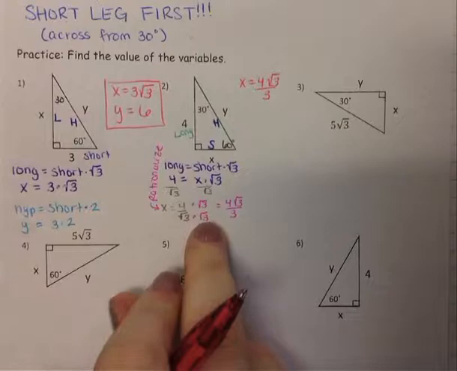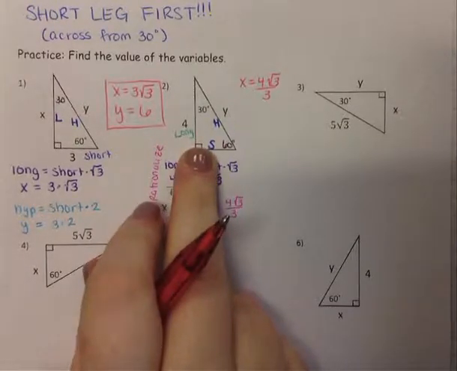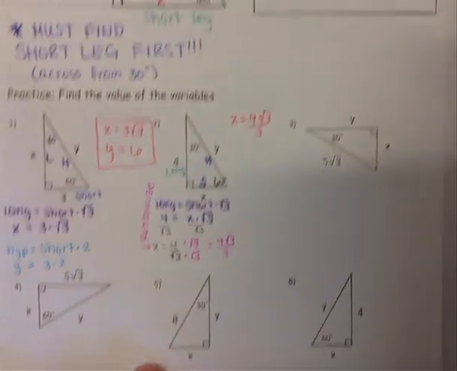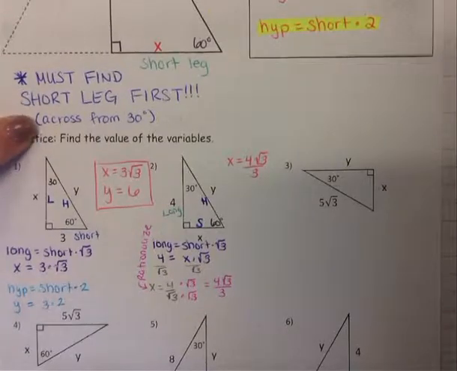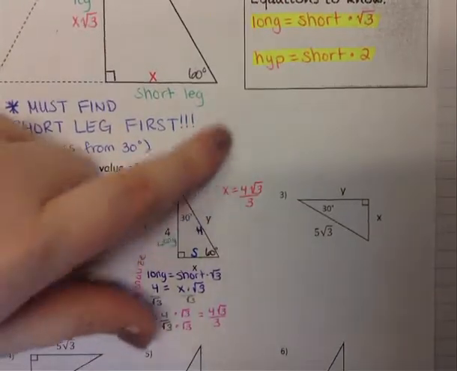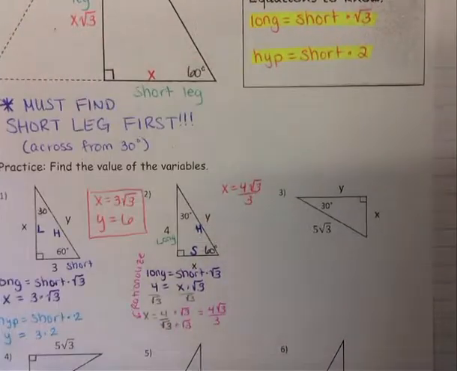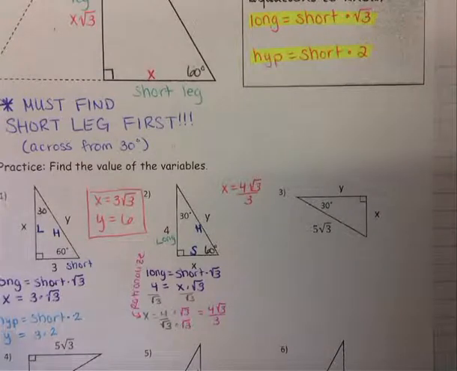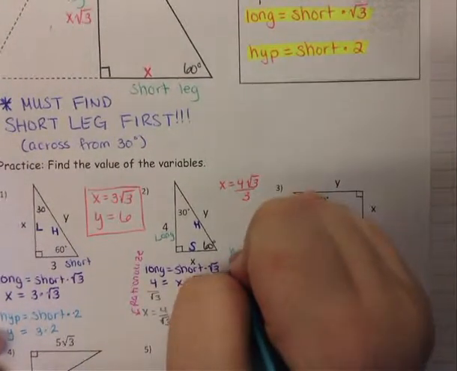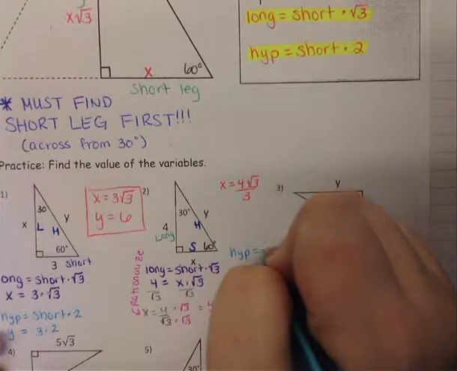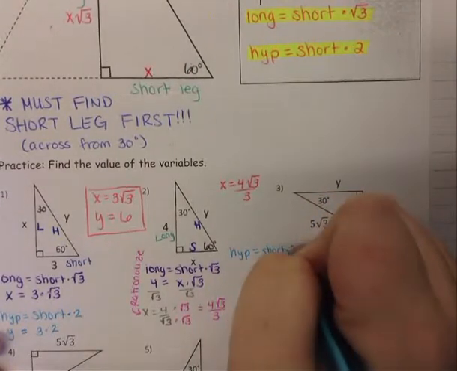That also represents our short leg. So that will help us to find our hypotenuse. Now that we have the short leg, that's the first thing we found, we can find the hypotenuse by using this equation. So now we can use hypotenuse is equal to your short times 2.